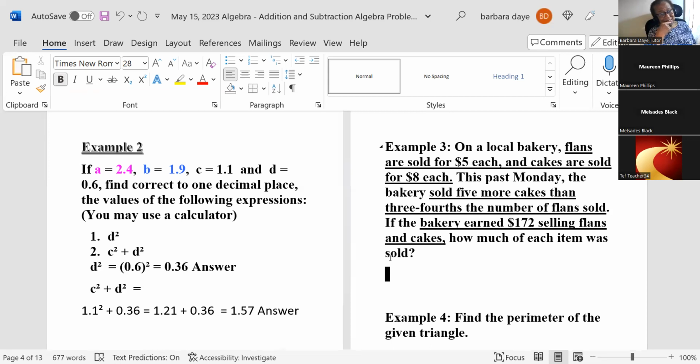Okay, so let me go back to this. This past Monday, the bakery sold 5 more cakes than 3/4 the number of flans sold. How much of each item was sold? The bakery earned $172. We sold flans at $5 each and cakes at $8 each.